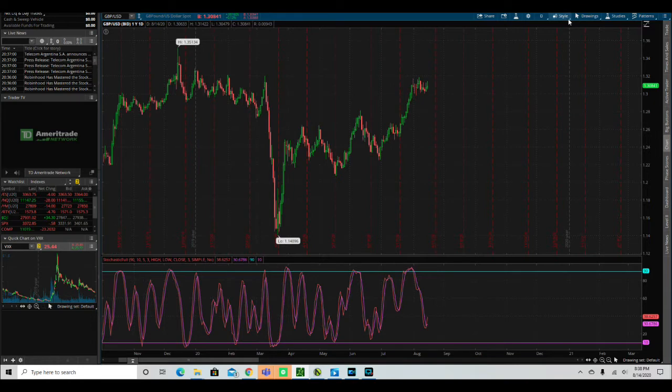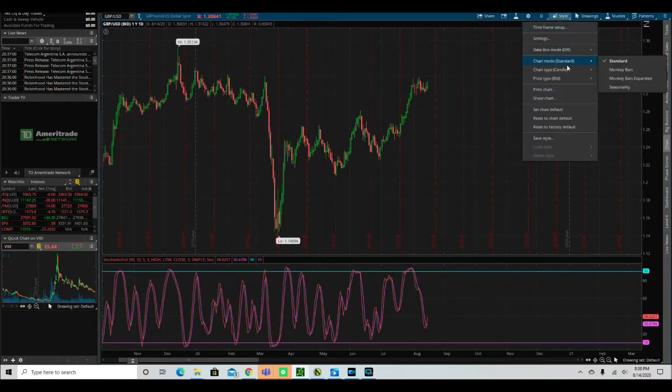Okay. Right now I'm going to go over to style. Now we already know that the chart type is candle. Remember, you have standard, monkey bar, but this chart type is candle. This is a candlestick chart. Okay. Chart type candle, right? Boom. However, I want you to go down to what's called Heiken Ashi. Heiken Ashi. Go down to that.